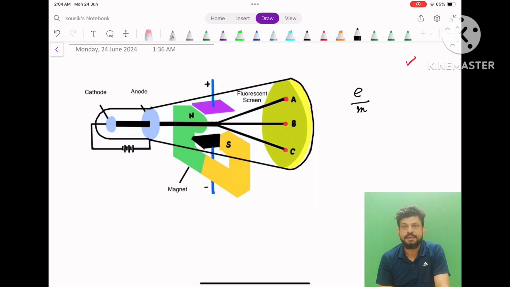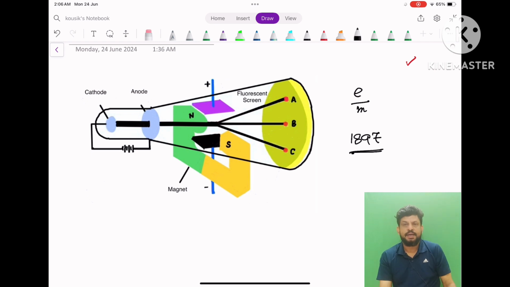In this respect, there are two methods. In one we use a magnet only, and in the other we use a magnetic field and an electric field. The second method was adopted by J.J. Thomson. For this reason, he was awarded the Nobel Prize. This experiment was done by J.J. Thomson in the year 1897. It is one of the greatest inventions of the 19th century. It is the starting of modern physics.